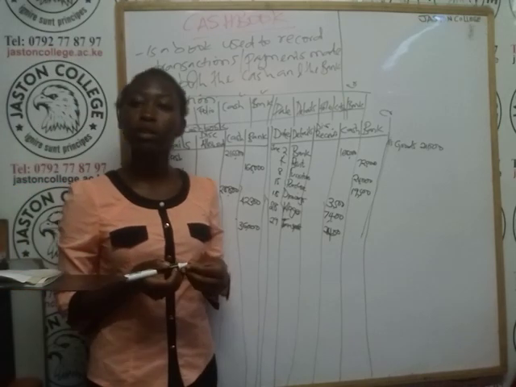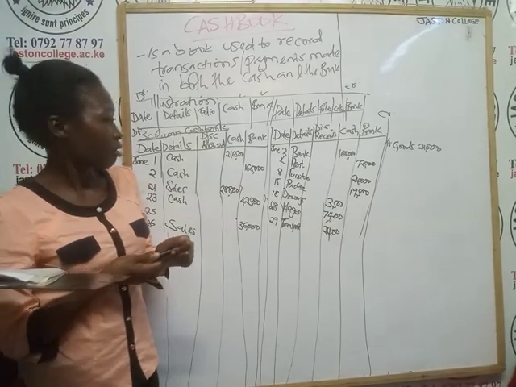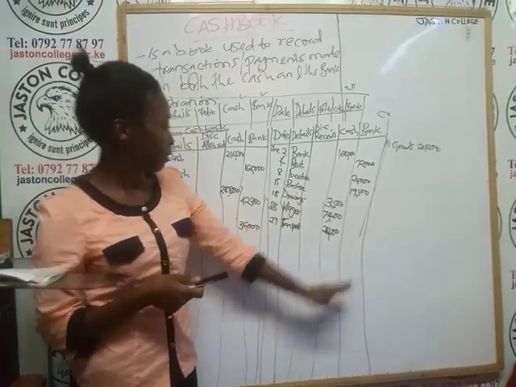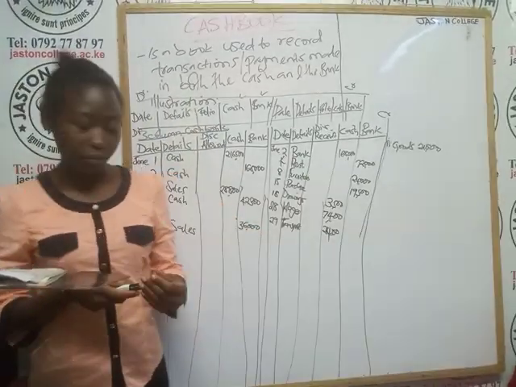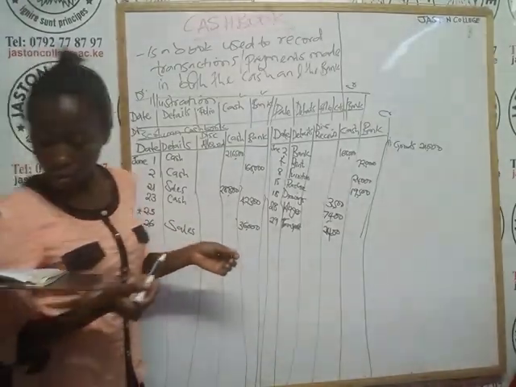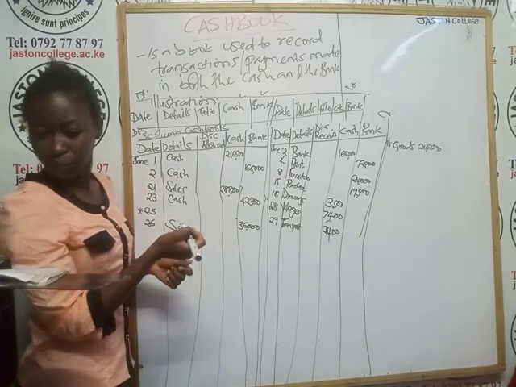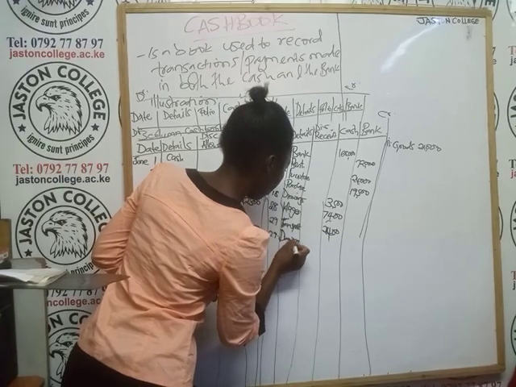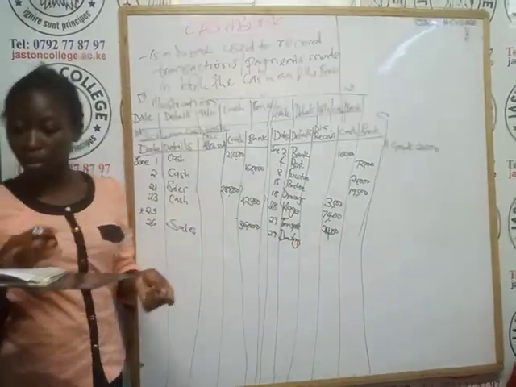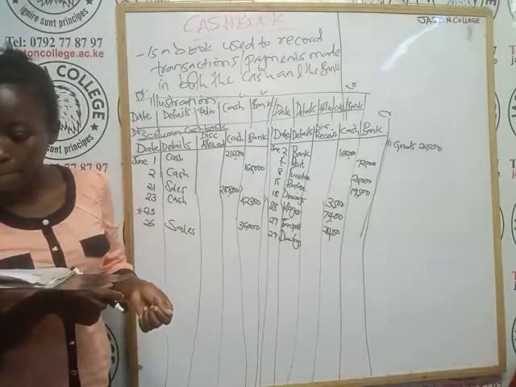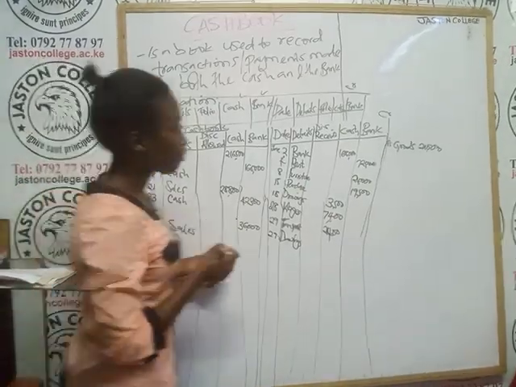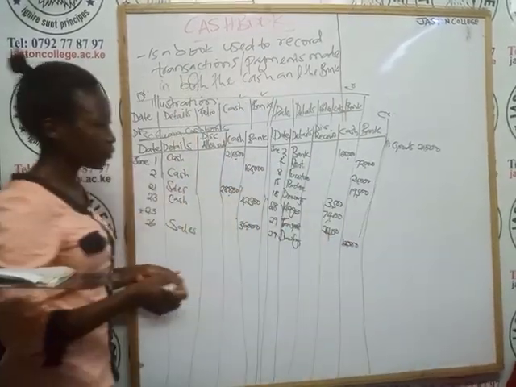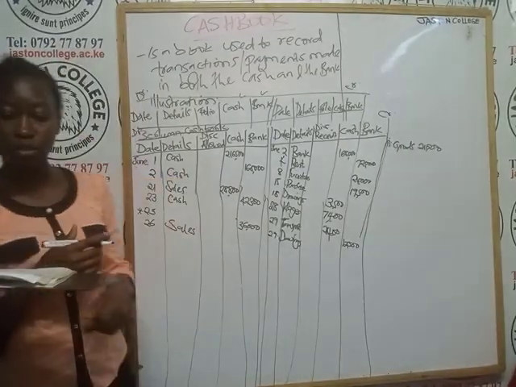The next date we have, date 29th, he withdrew from the bank for personal use. He made drawings from the bank, so he reduced the bank. On 29th, we have drawings for personal use, so he reduced the bank with 12,000 shillings.